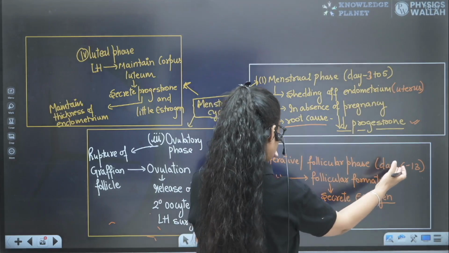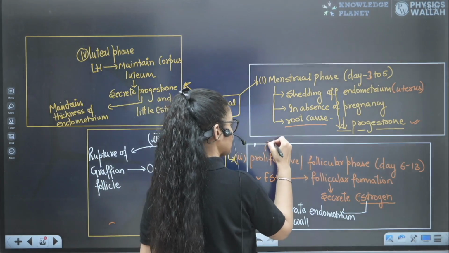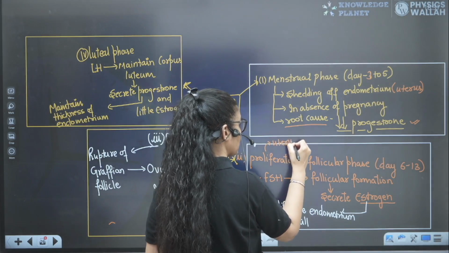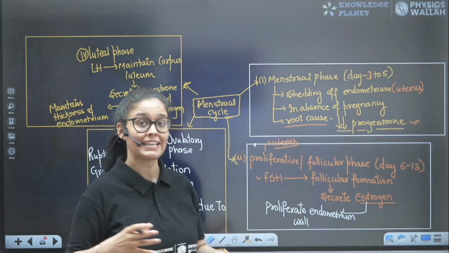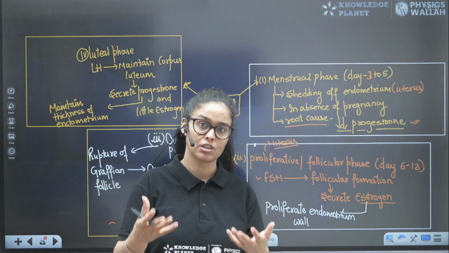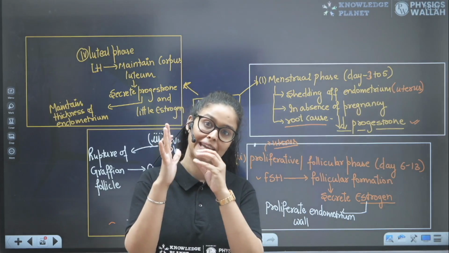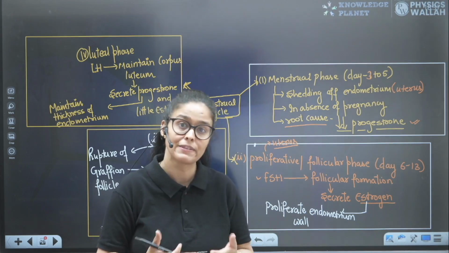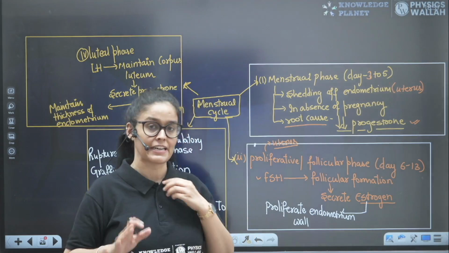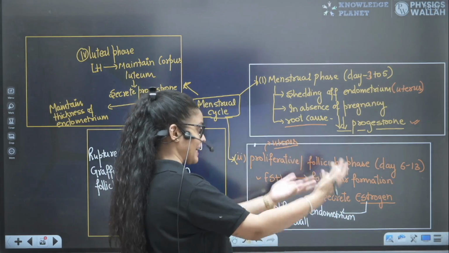Now 6 to 13 days of the menstrual cycle is the proliferative phase, meaning the uterus lining again undergoes division, in hope that the egg will come out, this time the egg will be fertilized, and I will provide space for the embryo to attach. So it is having hope that this month pregnancy will happen, right? So it is again preparing itself, getting ready for the next pregnancy.